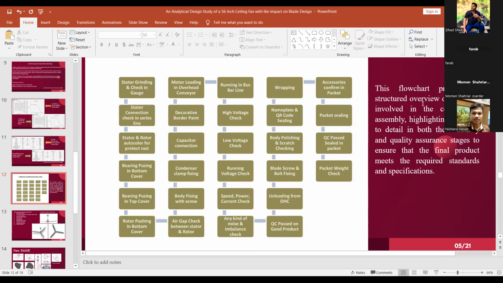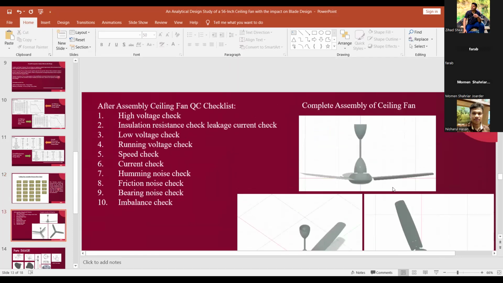So this flowchart provides a structural overview of the steps involved in ceiling fan assembly, highlighting the attention to detail in both the assembly and quality assurance stages to ensure the final product meets the required standards and specifications.